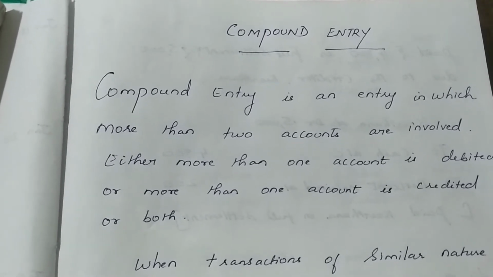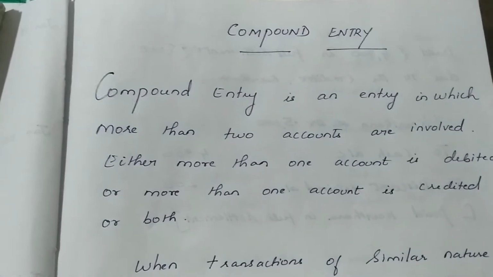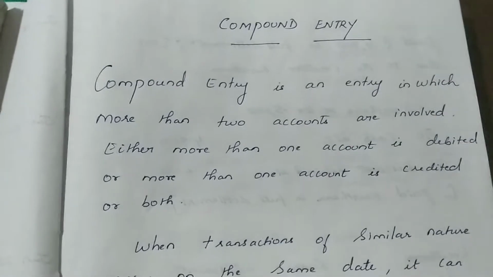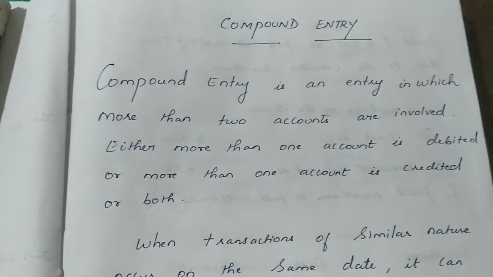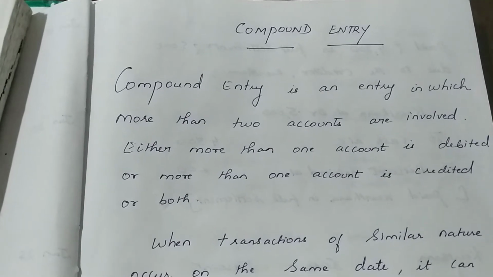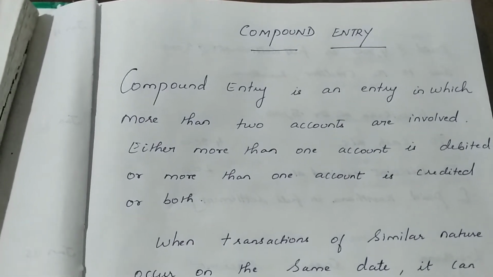So compound entry is an entry in which more than two accounts are involved. It can either be more than one account on the debit side, or more than one account on the credit side, or even both debit and credit.